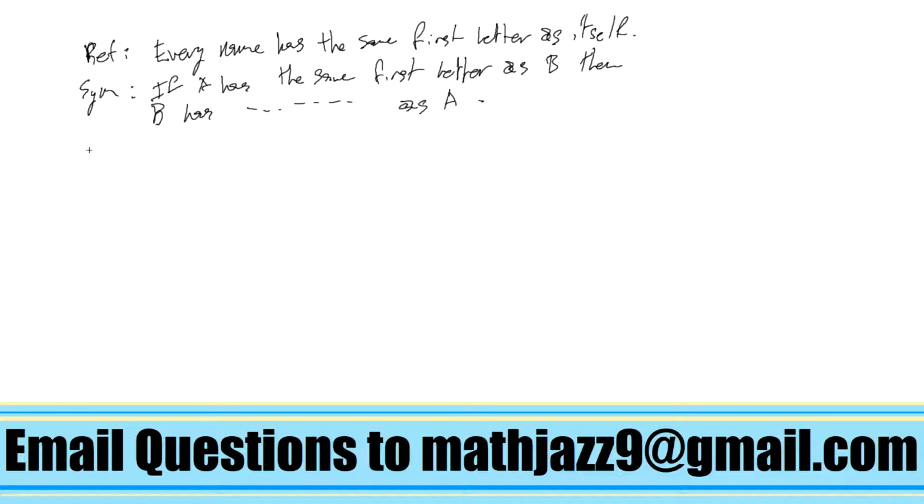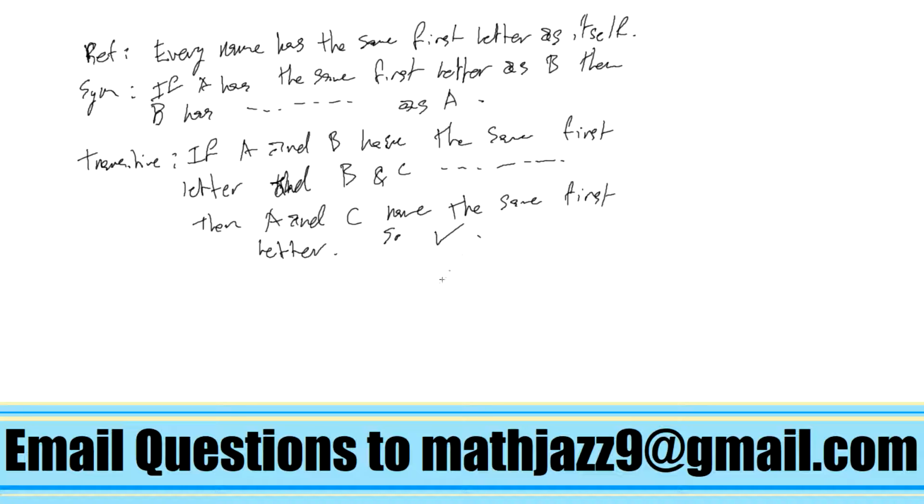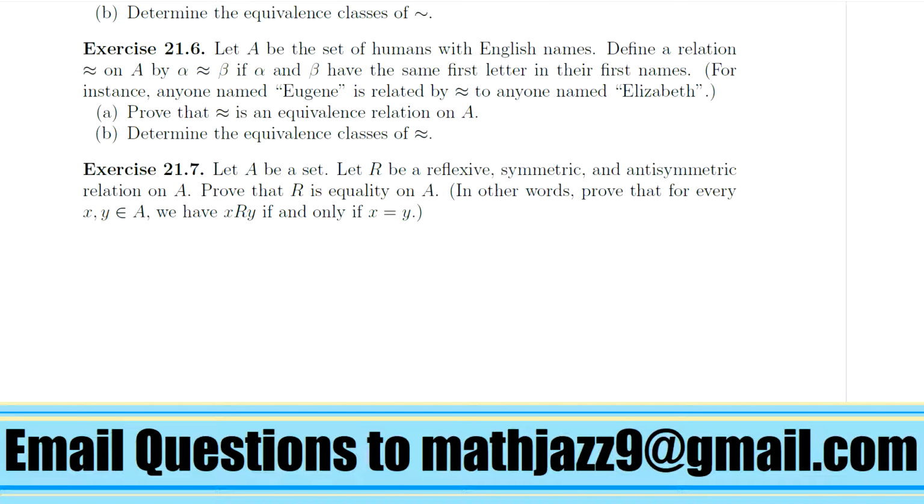Okay. And then transitive. If A and B have the same first letter and B and C have the same first letter, then A and C have the same first letter. So, transitive. And symmetric and reflexive. That gives us an equivalence class. And then, I'm betting that the second part was to show the equivalence classes. So, let's see. The equivalence classes, yes, determine the equivalence classes of double tilde.